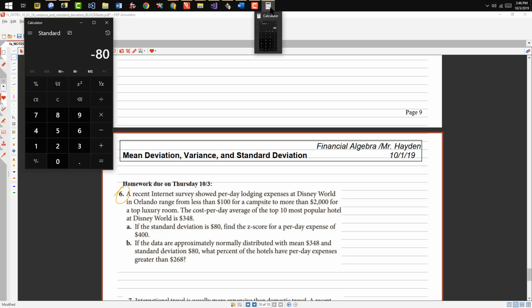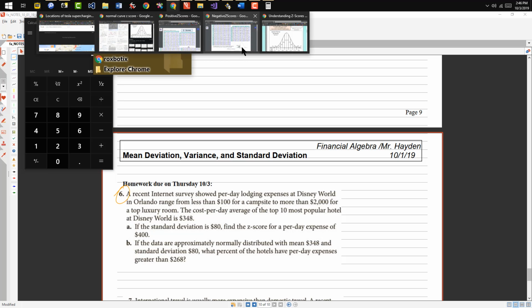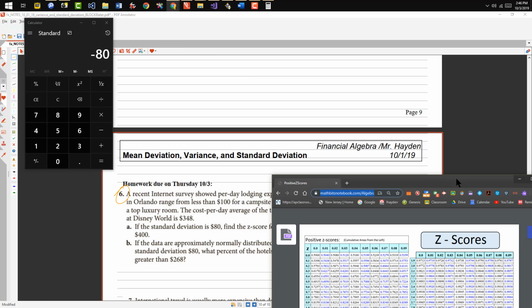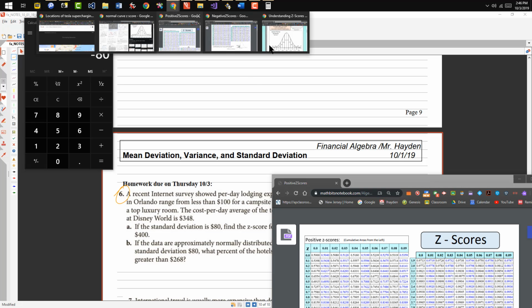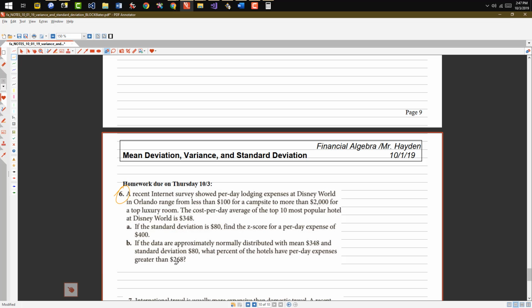So that means if I go back to my tables, my z-score value, and I look up negative 1.0, so I want the negative one. So that's the positive one. Let me go to the negative one. And I'm going to look up negative 1 is right over here, 0.0. So that's 0.1587, which is 15.87% are less than that value. So that would mean 15.87% are less than $268.